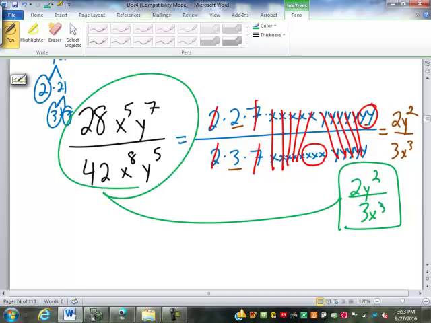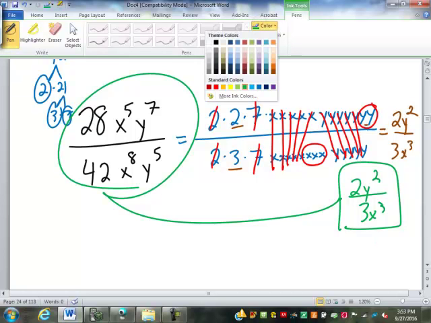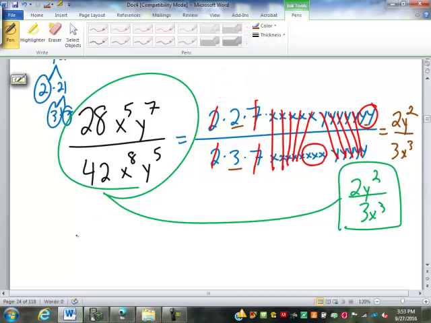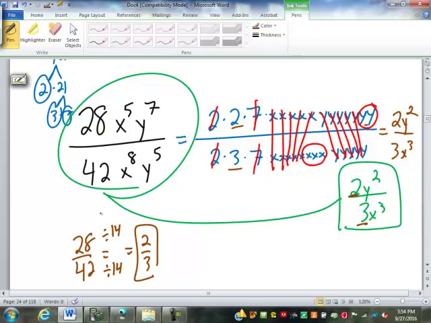I want to look back at the original problem, and I want to try to find patterns here. The 2/3, if I just had the fraction 28 over 42, what does that reduce to? Both of those divide by 14. Give me 2 over 3. 28 over 42 just reduces to 2/3. So the numbers here are the same as I would get if I just reduced the numerical fraction.